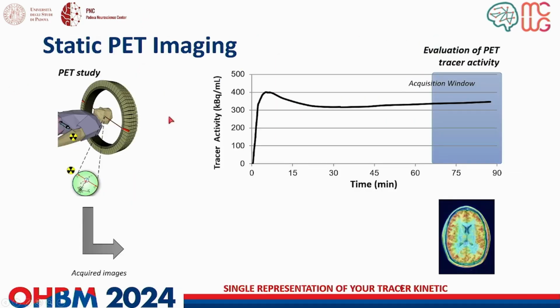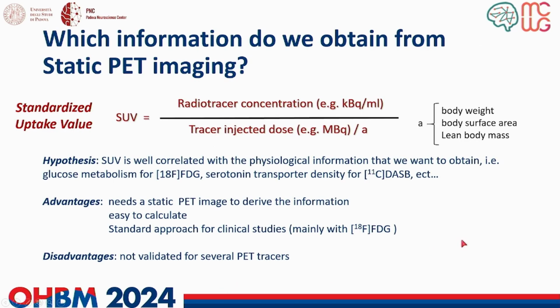Okay, static, we have already seen. The question is, I inject the tracer, a small amount of dose, at time 0, wait, and acquire just one image in a specific time window. Could be at the end, could be in the middle, depends on the tracer. So I have one image, and that's all.